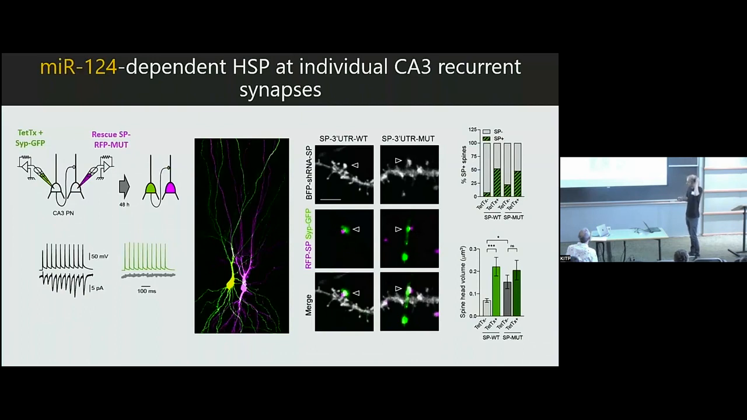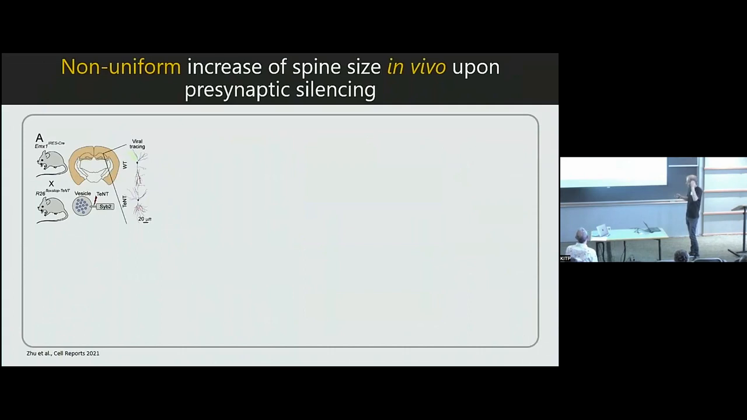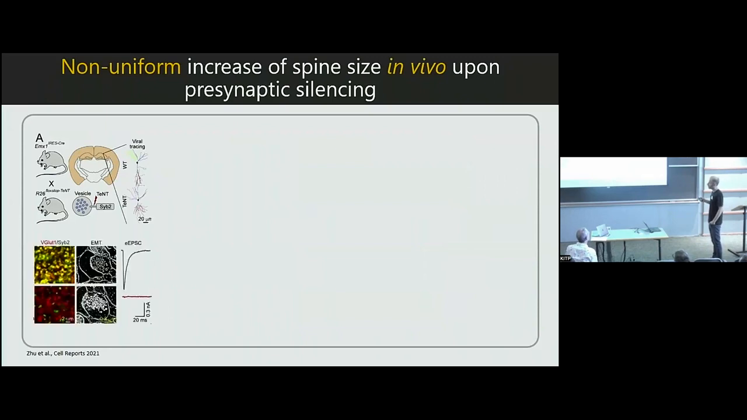And to finish, I would like to put this in light of the results of another study that came out during the revisions of our paper. This is a study by the group of Anton Maximov, in which they used a genetic model to express tetanus toxin in telencephalic neurons using a Cre-lox strategy and the EMX1 promoter.